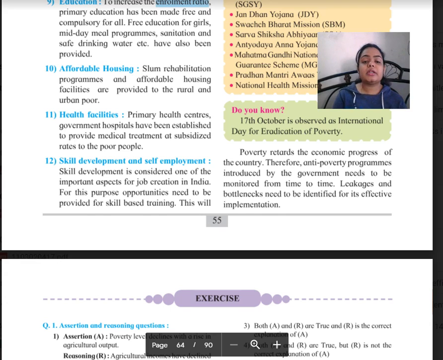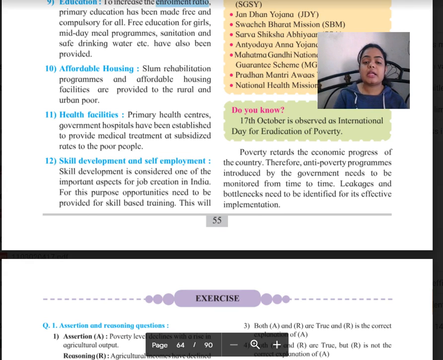Then next we have health facility. Primary health centers and government hospitals have been established to provide medical treatment at subsidized rates to the poor people. So there are health facilities which are provided at subsidized rate. As we know, government hospitals provide maximum services at a minimum rate. So these have been established just for the purpose of providing medical treatment to the poor people at a very subsidized rate.